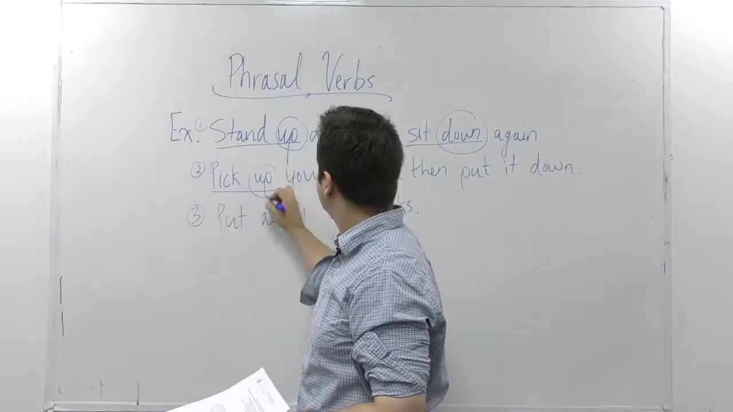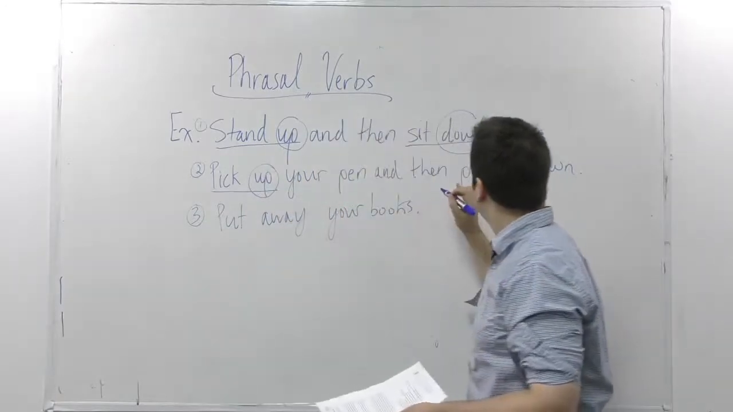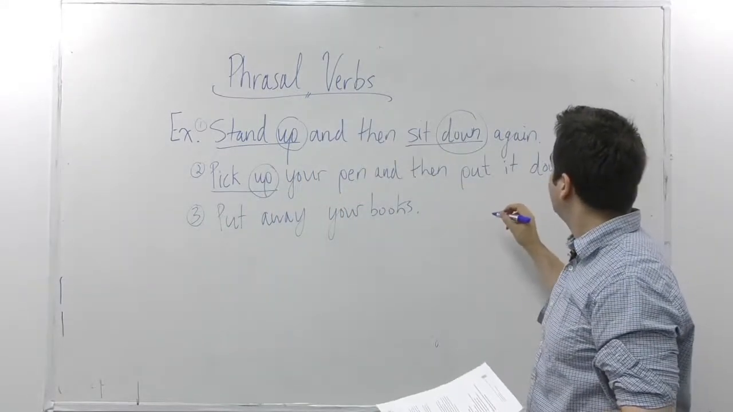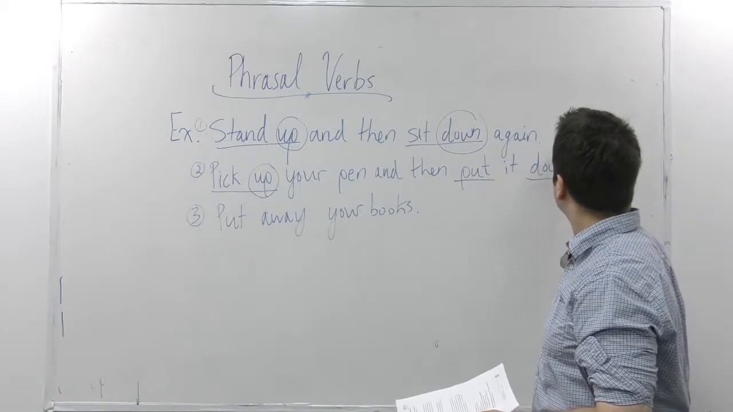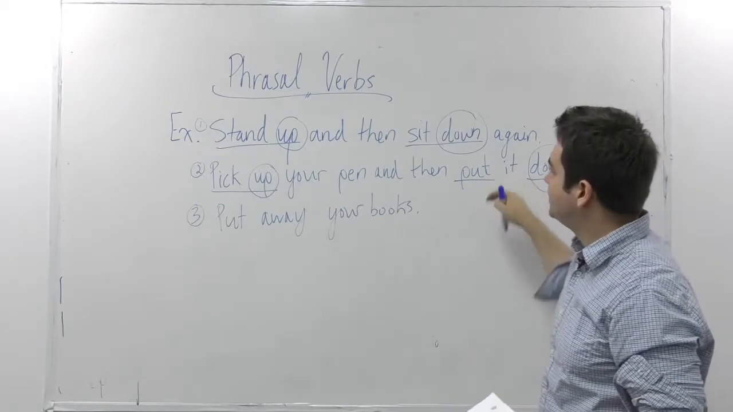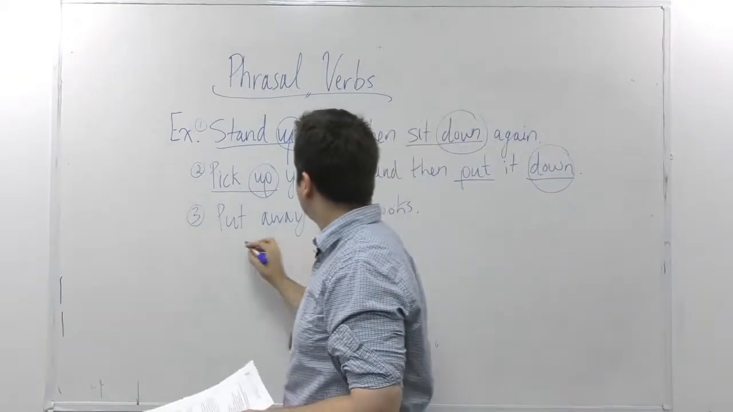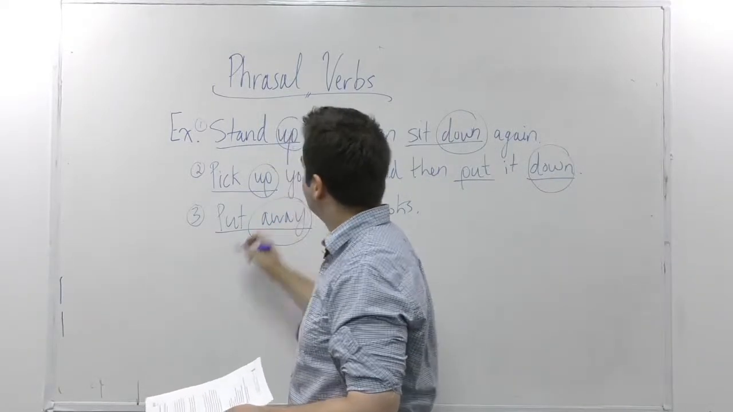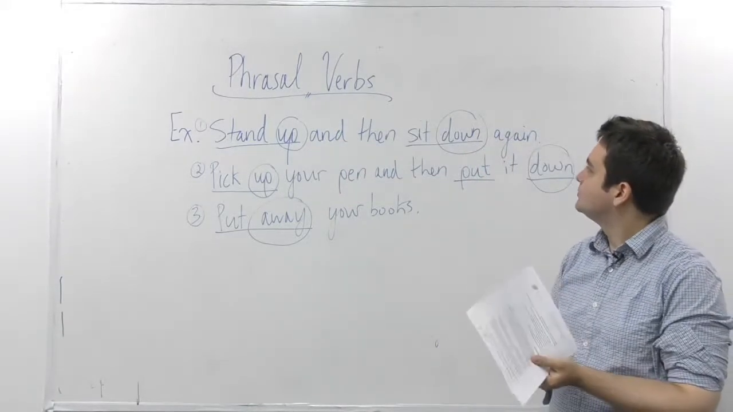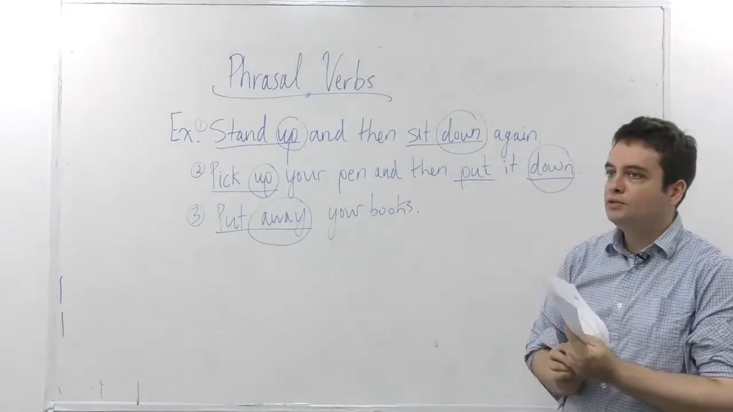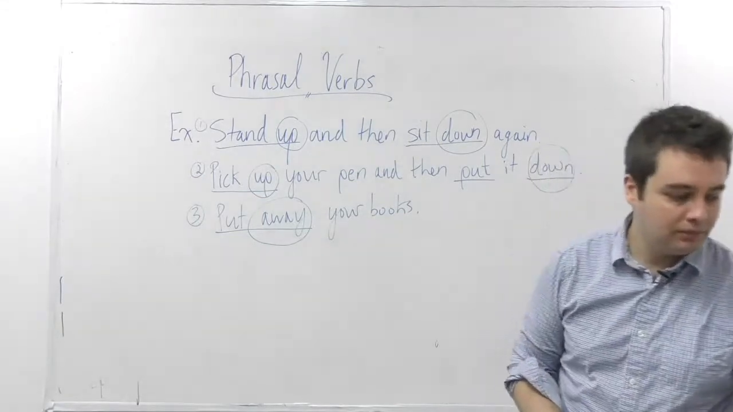Okay, good. Let's take a look at number 2. Pick up your pen and then put it down again. So we got put, down. And here's our object, it. Put away your books. Okay. So here are some examples of phrasal verbs, actually 5 of them.